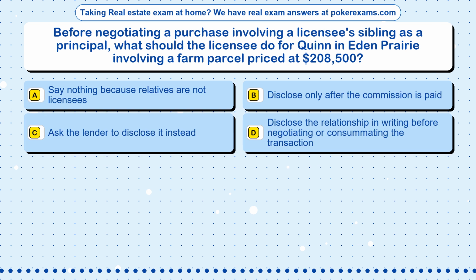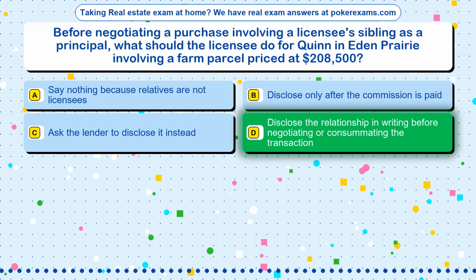Question 36. Before negotiating a purchase involving a licensee's sibling as a principal, what should the licensee do for Quinn and Eden Prairie involving a farm parcel priced at $208,500? Option A, say nothing because relatives are not licensees. Option B, disclose only after the commission is paid. Option C, ask the lender to disclose it instead. Option D, disclose the relationship in writing before negotiating or consummating the transaction.